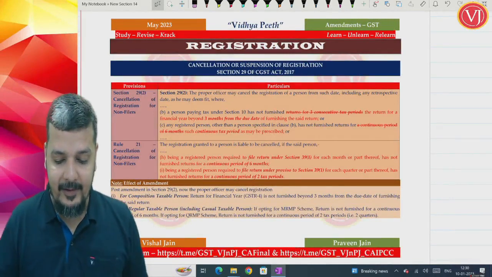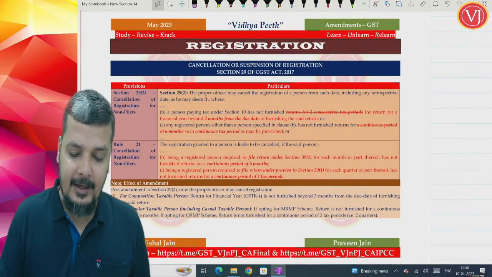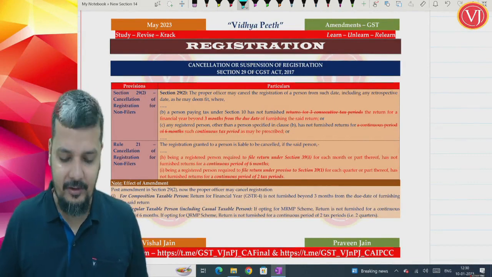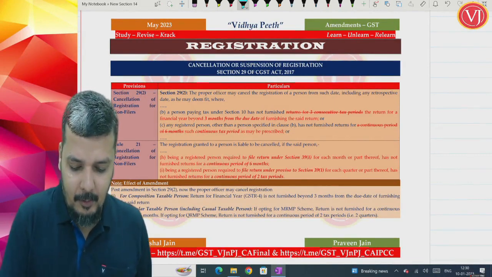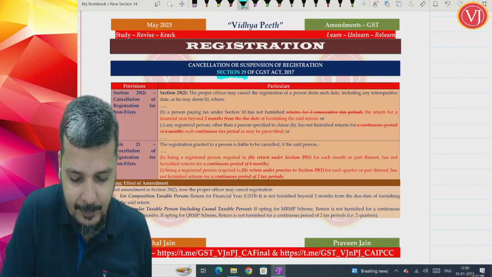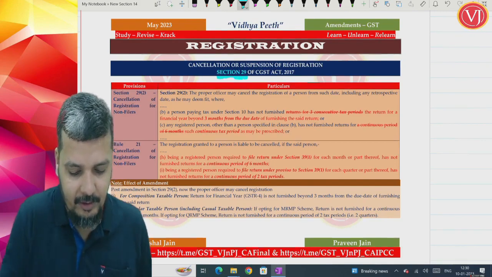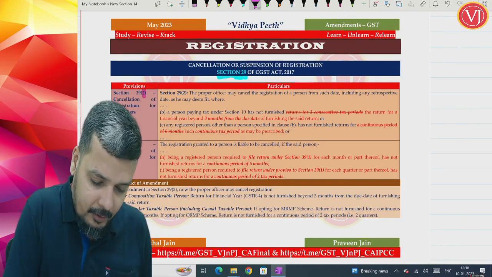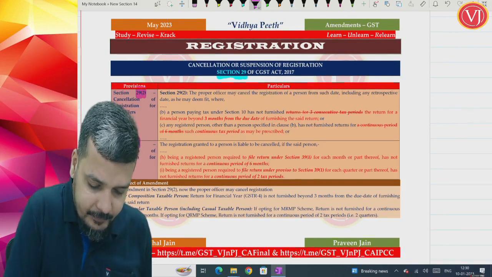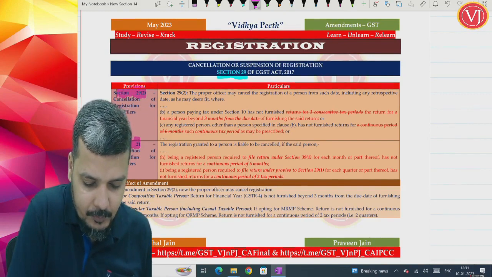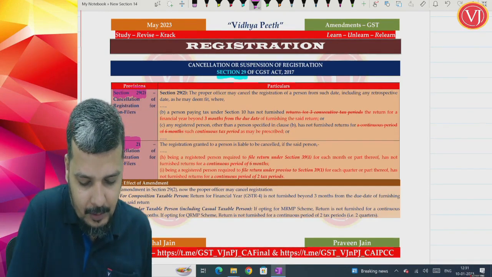Friends, now let us discuss the amendments in your registration chapter. Very few amendments are there in your registration chapter. One is all about cancellation, section 29, and one is with respect to suspension also. So section 29 and rule 21, that's an amendment. You're talking about the amendment in section 29 subsection 2 and rule 21.